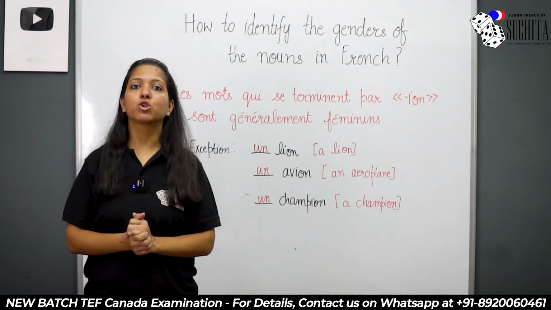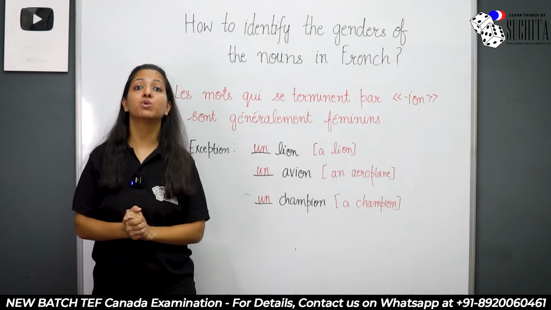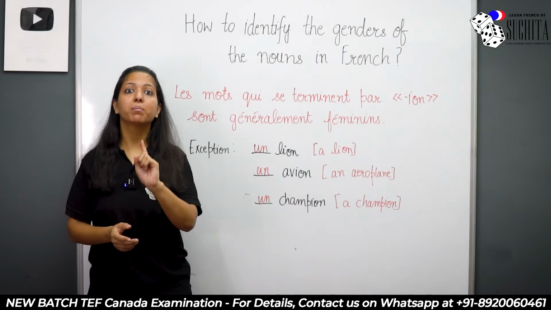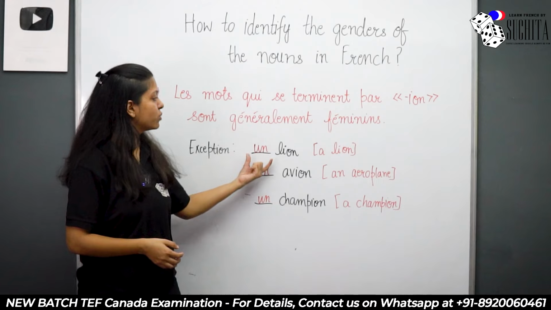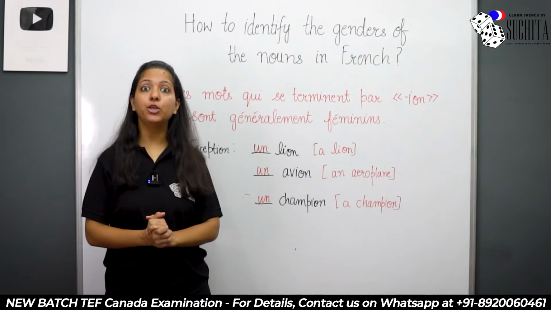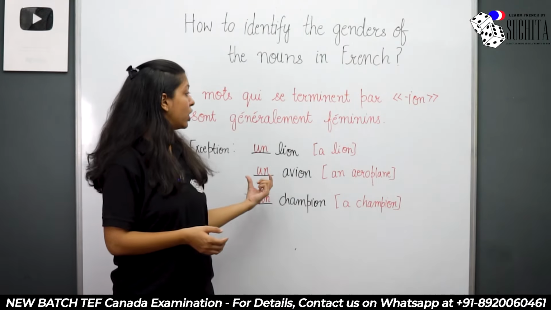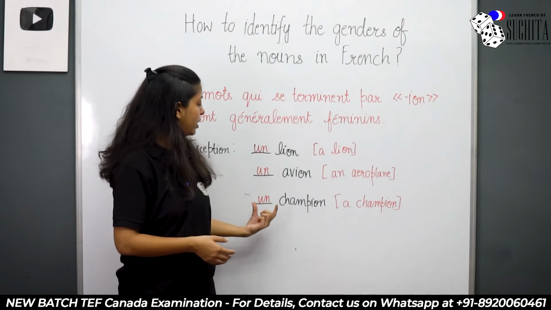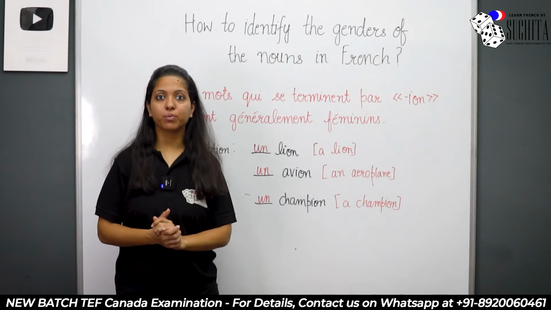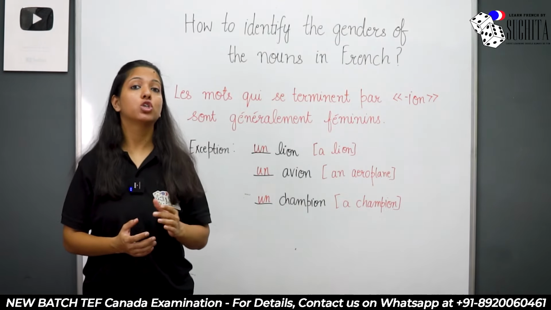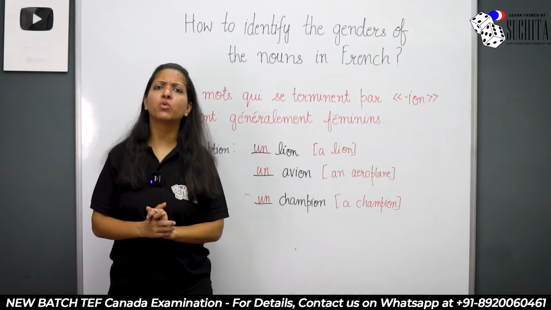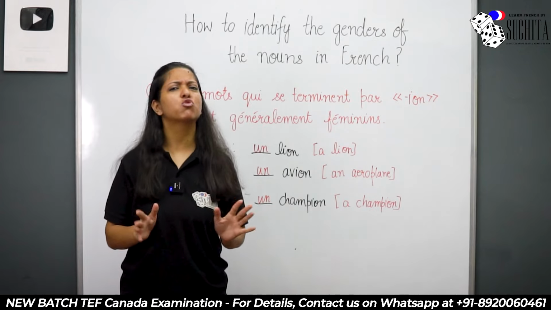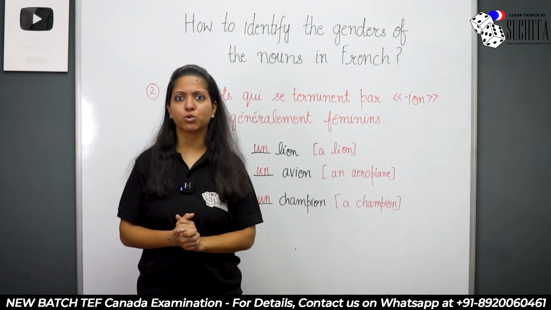Now, there are certain exceptions to this rule. I told you the words which end with ION are feminine. These words are also ending with ION, but they are masculine. The first one is un lion, which means a lion. The next one, un avion, which means an aeroplane. The next one, un champion, which means a champion. So mostly you will see that the words which are ending with ion, they are feminine. However, there are very few exceptions, 2, 3, 4, 5, very few exceptions.